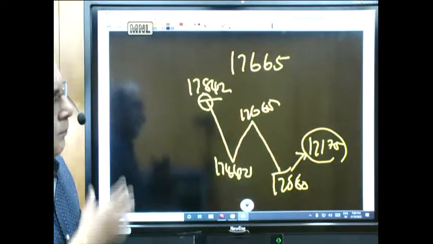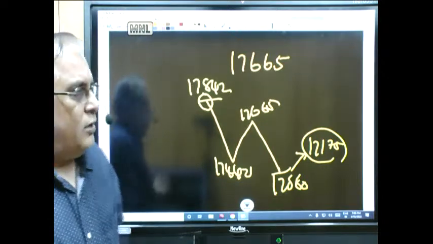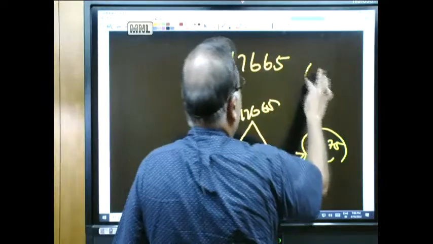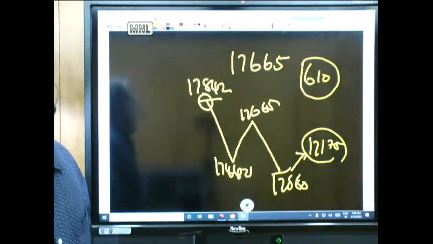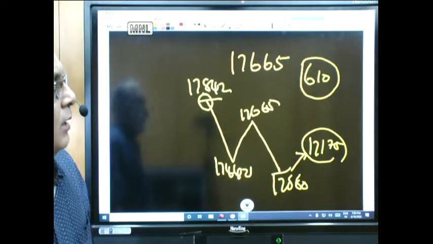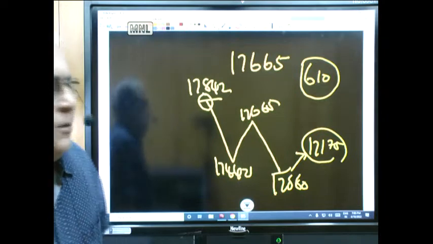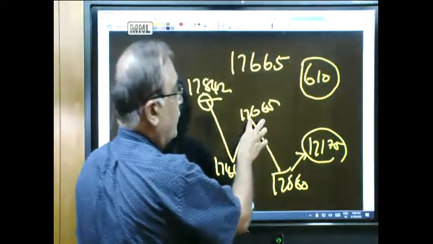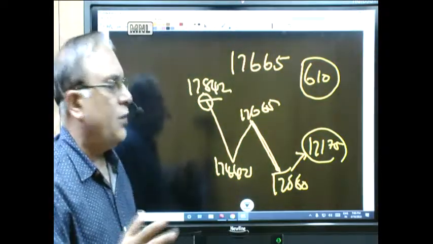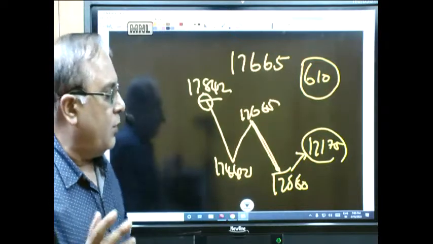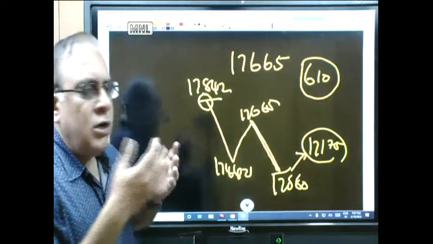Which is approximately something like 600 points, right? I told you that 610 points is a very important one. 610 is a very important factor because that is a Fibonacci number. I told you 377, 233, 610. So it has come very close to that 610, 17,665 to 17,060. It's approximately 600 points, right? So 605 points.